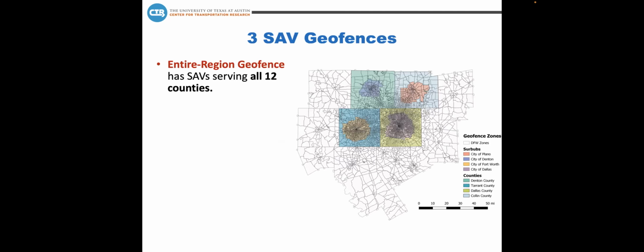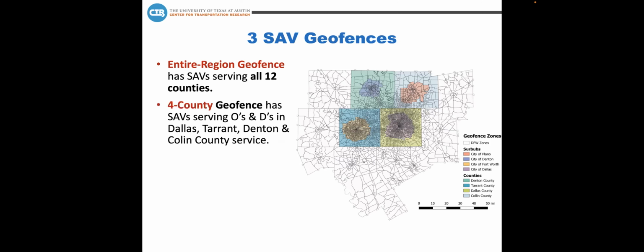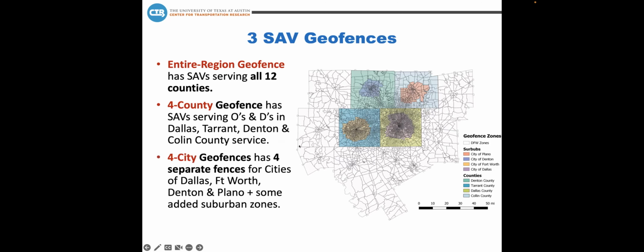The first geofence is the entire region geofence that contains all 12 counties. The next scenario is the 4-county geofence that serves SAVs in Dallas, Tarrant, Denton, and Collin. And the next scenario contains the 4-city geofences for the 4 cities of Dallas, Fort Worth, Denton, and Plano. These are just colored differently now for the sake of identifying each of them, but the county one is one scenario and the cities is also one scenario. These are not different scenarios.